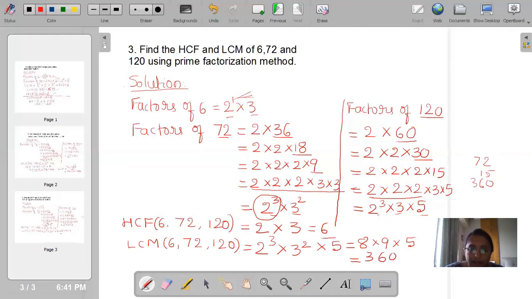So HCF is 6, LCM is 360. In this way, we have to solve the problems. So this is about the fundamental theorem of arithmetic and problems based on that. Thank you.